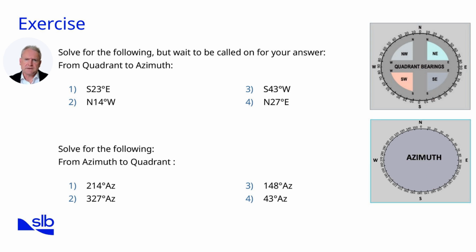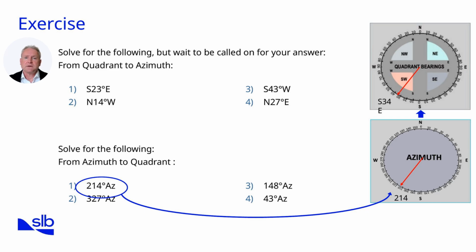In the second part of the exercise, we do the reverse, converting from azimuth to quadrant. Let's look at 214 degrees azimuth. Since this lies between 180 degrees and 270 degrees, we're in the southwest quadrant. Subtracting 180 degrees from 214 degrees gives us 34 degrees, so we write that as south 34 degrees west. Now stop the video and have a go at questions 2 to 4, and let's see how you do.